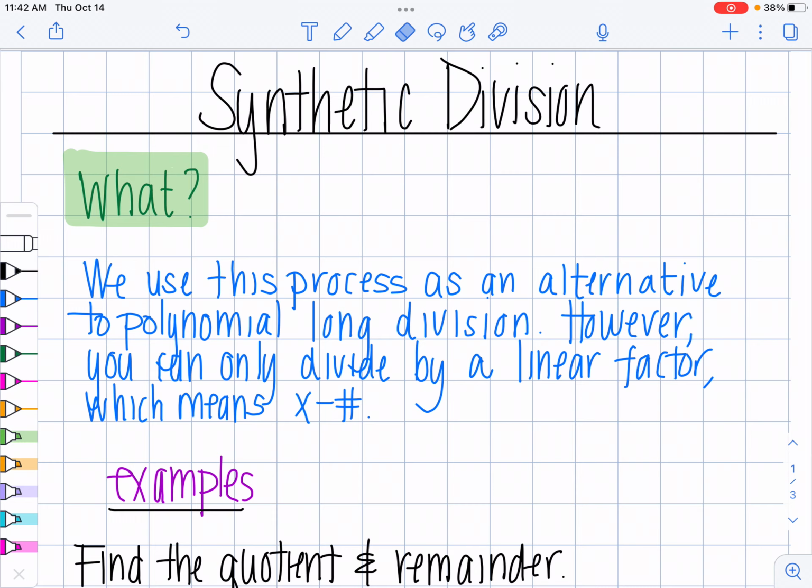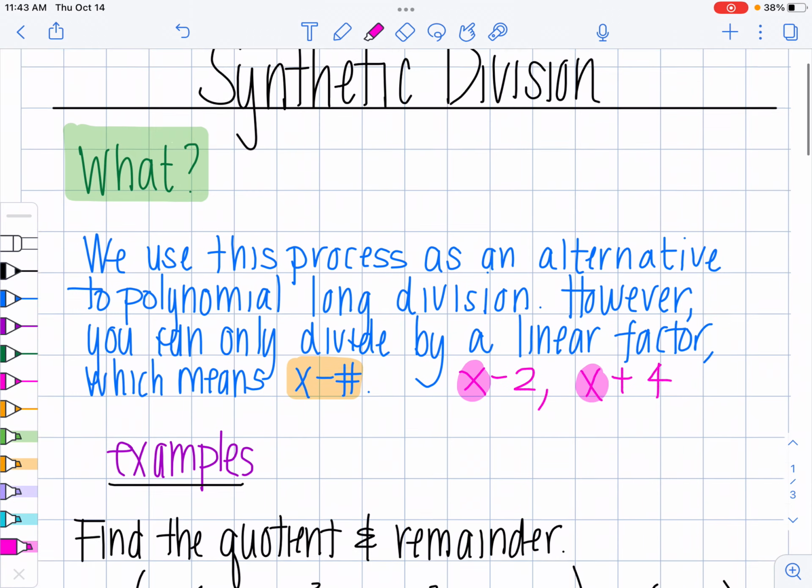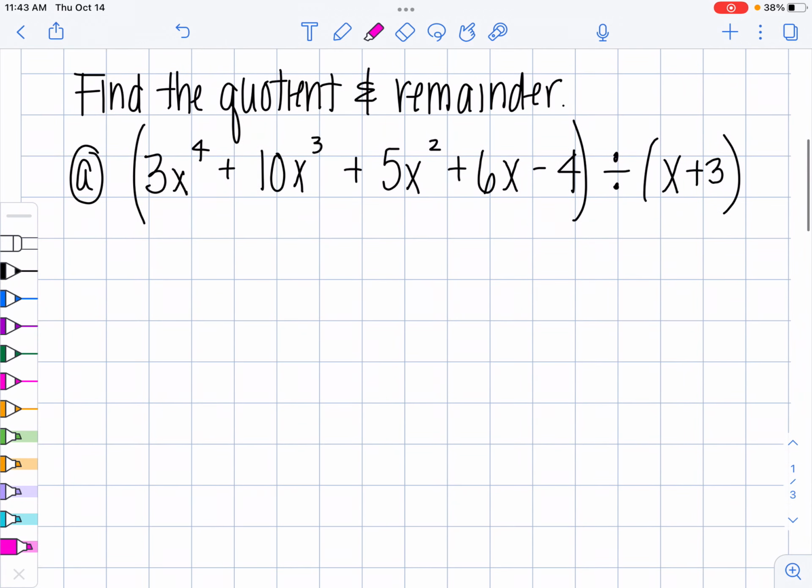Except the kicker is you can only use it when you have a linear factor. So a linear factor looks like this, x minus a number. So when you're dividing by something like x minus 2 or x plus 4. But this first term has to be an x. It can't be an x squared, it can't be an x cubed, it can literally only be x plus or minus a number. So the best way for me to show you how to do synthetic division is to just do a few problems. So I have 3 prepared for you to go over.